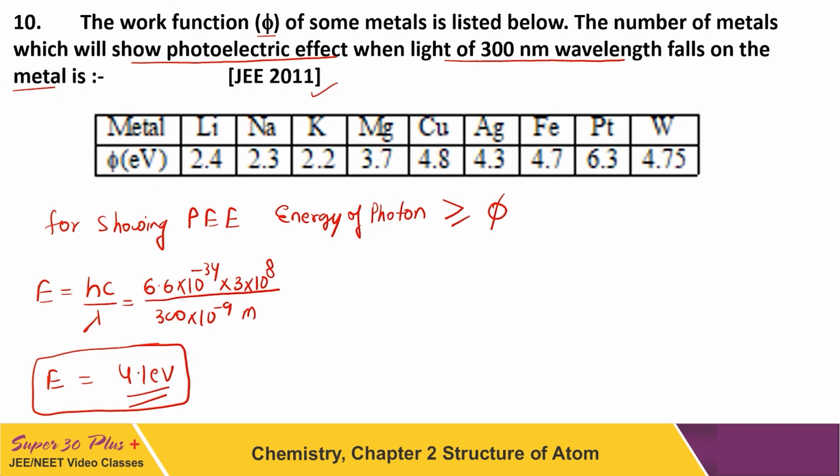So how many metals do we have here which have the value of phi lesser than 4.1? Lithium is there, potassium is there, sodium is there, and magnesium is there. But the photoelectric effect will not be there for copper, silver, iron, platinum or tungsten, because they have a work function greater than the energy of the photon. So only 4 metals will show the photoelectric effect.